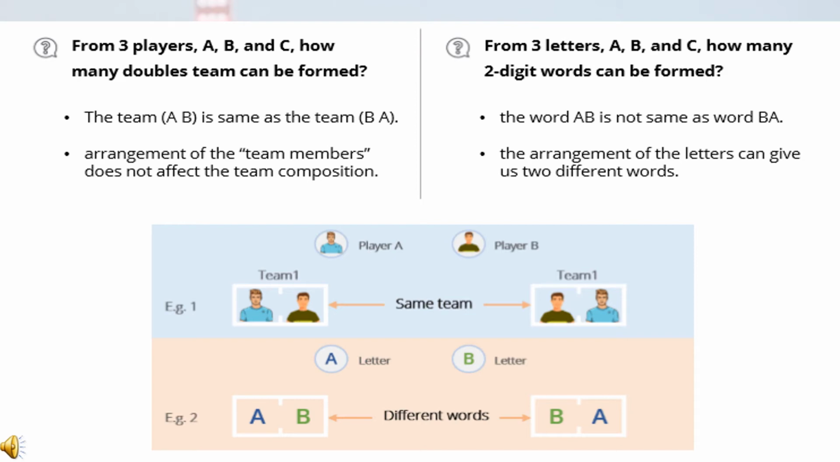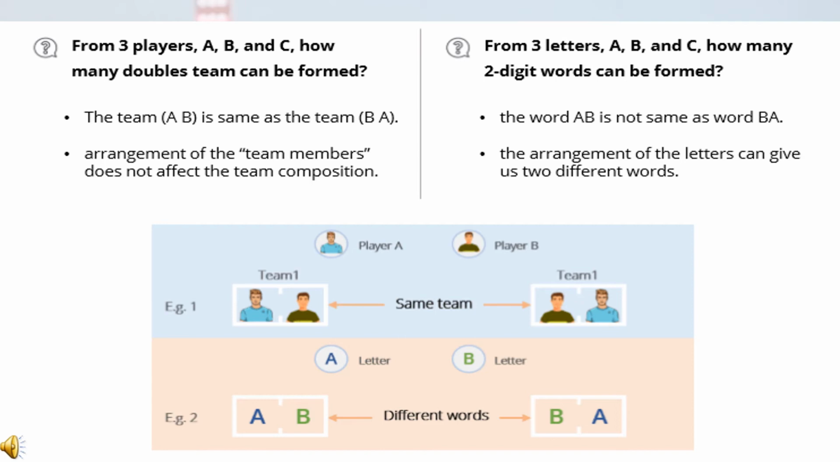In the first example, if you select two persons out of three players A, B and C, suppose AB, so AB and BA both are same. That means you are selecting the same two players. So here order is not important. The arrangement of the team members does not affect the team composition. The team will remain same whether you select AB or BA. Both are same composition. Same team we are getting.